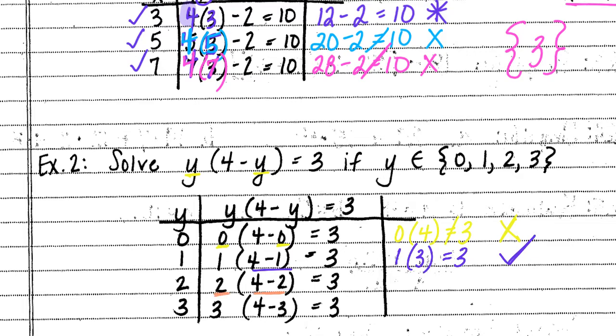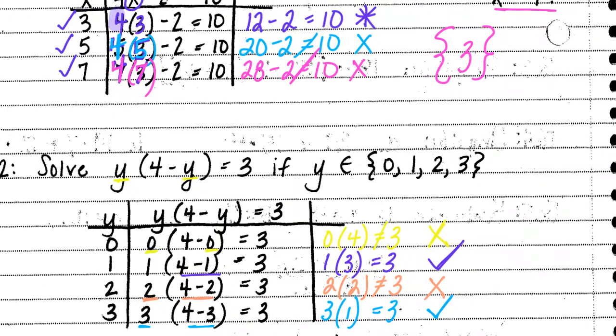Let's try 2. 2 times 2, does that equal 3? Nope. Let's try 3. Oh, 3. 4 minus 3 is 1. That also equals 3. So just when you find one answer, don't cancel everything out. We want to make sure that you can show your solution set as a set of points. So notice I know my answers are now 1 was an answer, and 3 was also a domain that worked.